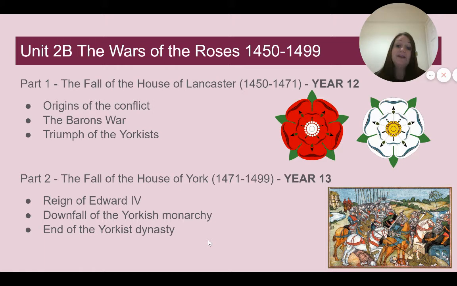Part 2 looks at the House of York. We've already talked about how they came to power. There's a specific focus on the rule of Edward IV. And then why does it go wrong for the Yorkists, and how does the Yorkist dynasty finish? Obviously then moving into the rise of the Tudor family and the emergence of Henry VII as king.